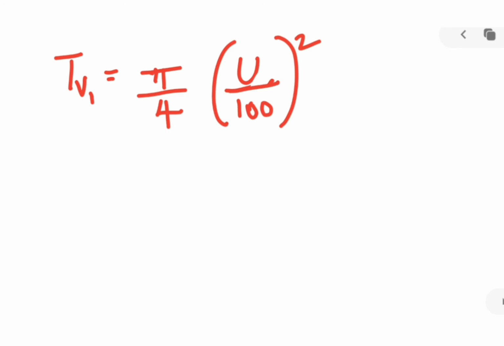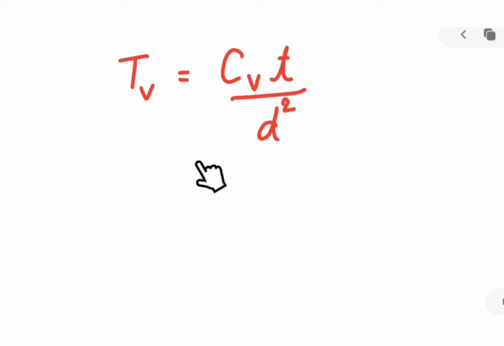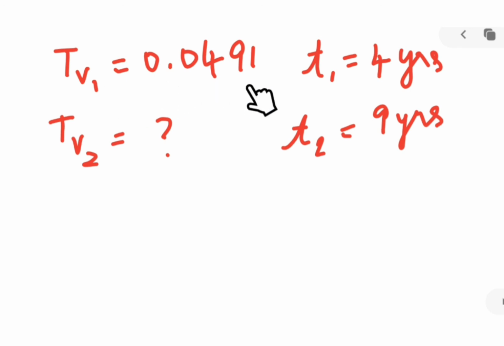Now, using this formula, when U is less than or equal to 60%, the respective TV1 value we will get as 0.0491. We have a common TV formula involving Cv, t and d. In this formula, TV is directly proportional to the time duration. The time factor is directly proportional to the duration of the settlement. Here TV1 we found as 0.0491, and this is for 4 years.